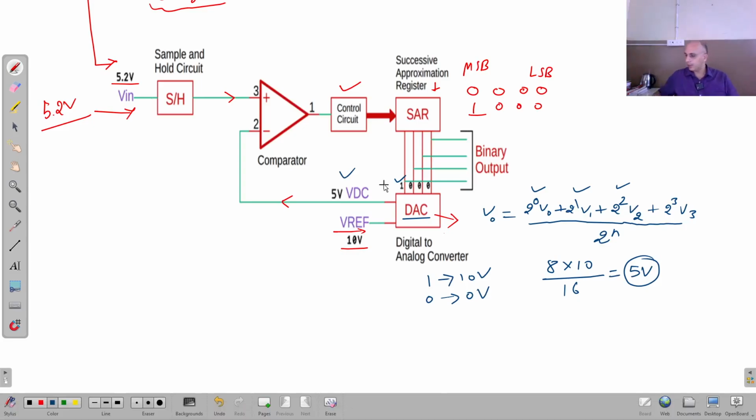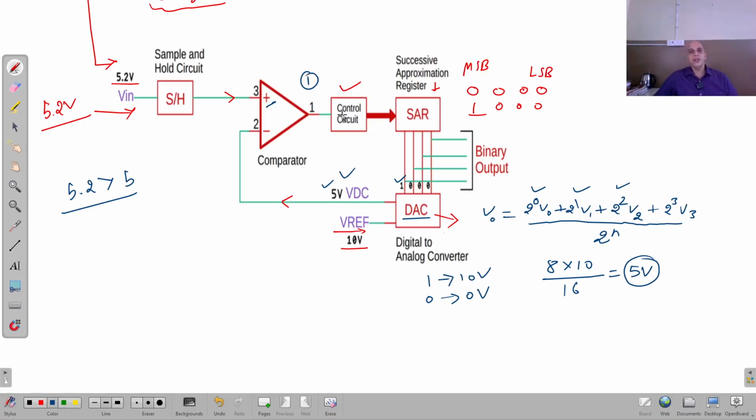So now, as I told you, this output is 5 volt. This 5 volt is applied here and compared with this, 5.2 volt. Obviously 5.2 volt is more than 5 volt, right? So according to that, I will get a signal at this output that will obviously be high, because the input at this terminal is high, so the output will be 1, logic 1 or high, right?